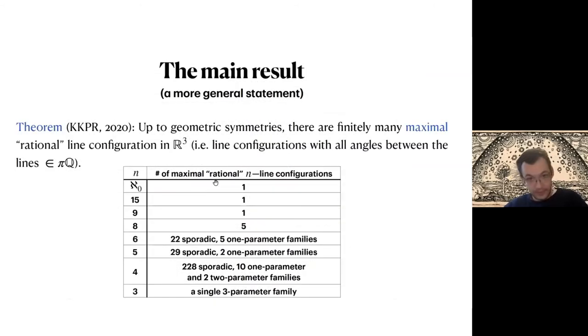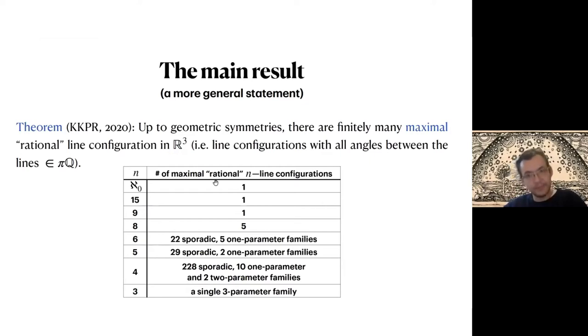So we have a more general statement, which basically implies, though not completely, the list of rational tetrahedra; the same technique produces it very quickly. So up to geometric symmetries, meaning up to isometries, there are only finitely many maximal rational line configurations in R3. That is, line configurations with all angles between the lines being rational multiples of pi. And by maximality, I mean just maximality by inclusion. So there are finitely many maximal line configurations. Maximal means none of them is contained in a bigger one. And for the number of lines, you can see here.